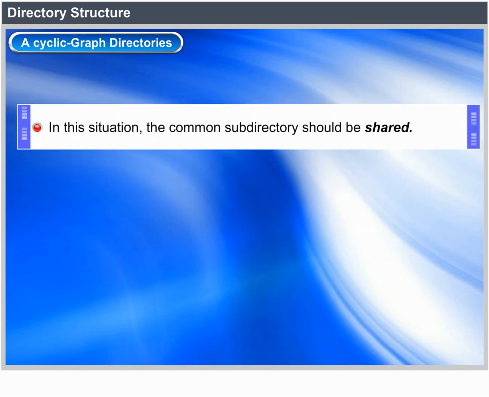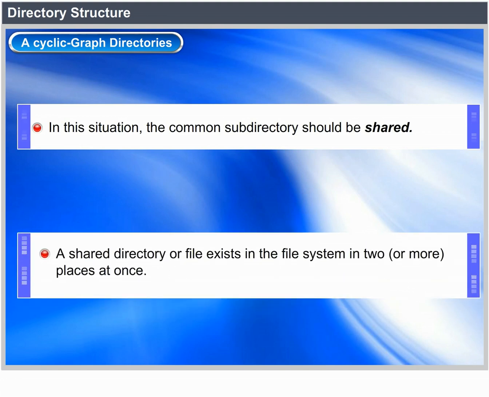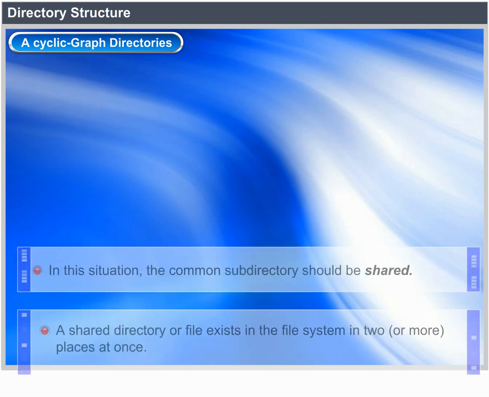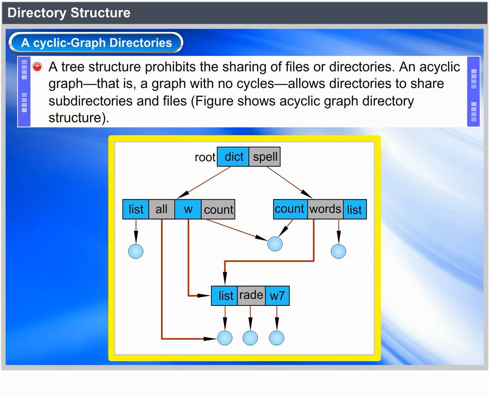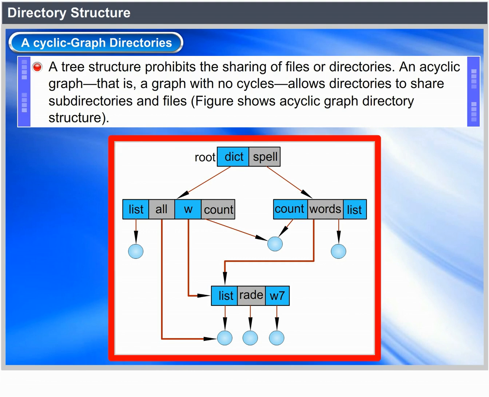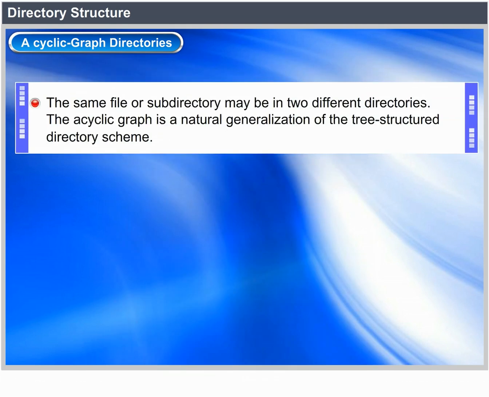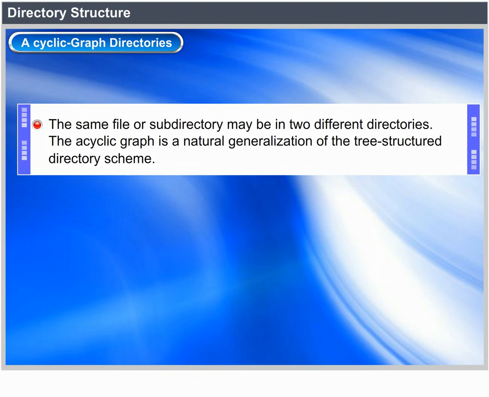A shared directory or file exists in the file system in two or more places at once. A tree structure prohibits the sharing of files or directories. An acyclic graph, that is, a graph with no cycles, allows directories to share subdirectories and files. The figure shows an acyclic graph directory structure. The same file or subdirectory may be in two different directories. The acyclic graph is a natural generalization of the tree-structured directory scheme.